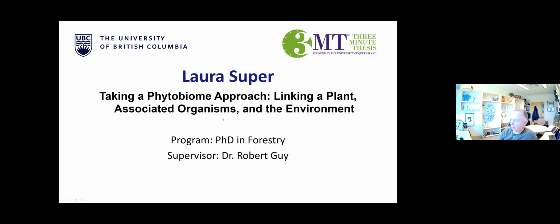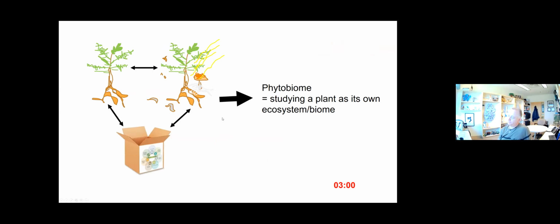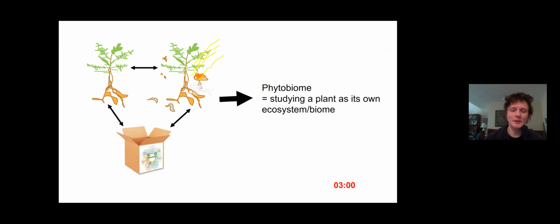Hello, everyone. Usually when people see a plant, they just see a plant. But have you ever thought of a plant as its own ecosystem or biome? To do that, you actually have to think about things in a way that goes from reductionist to holism, which really requires thinking inside and outside of the box.